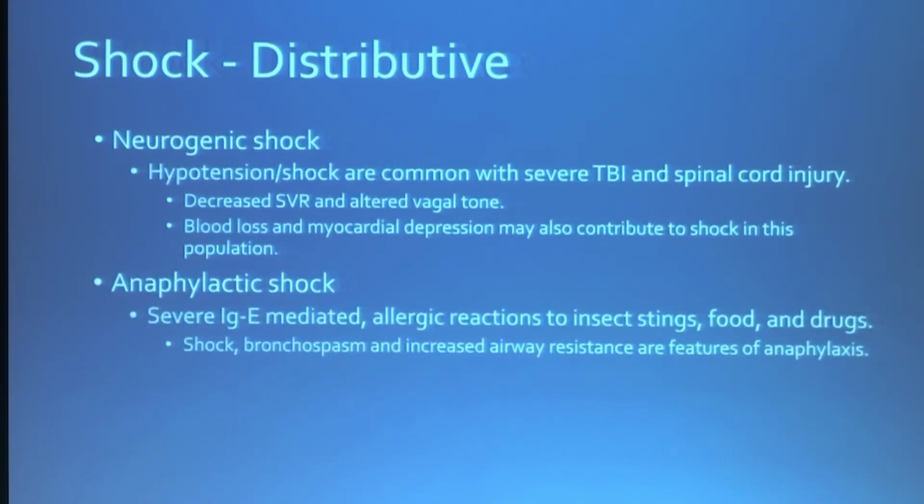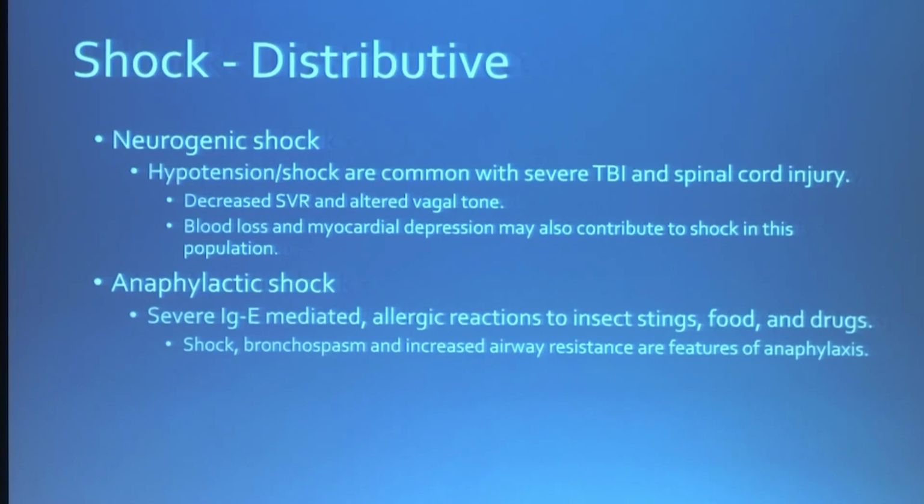Neurogenic shock is a type of distributive shock again. Hypotension is common with severe traumatic brain injury and spinal cord injury, which happens when you get a decreased systemic vascular resistance and altered vagal tone. Now, that may be a combination, because if there's blood loss associated with this or myocardial depression, then you can have hypovolemic shock on top of a distributive shock on top of cardiogenic shock. So all things can occur at the same time.